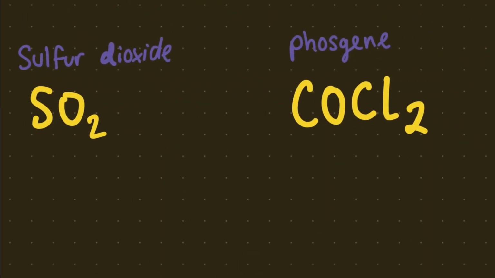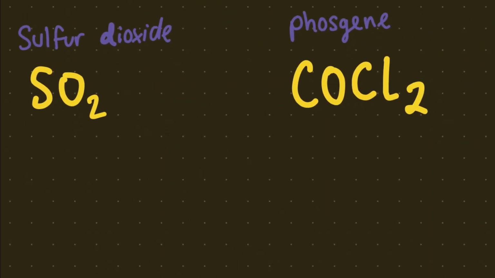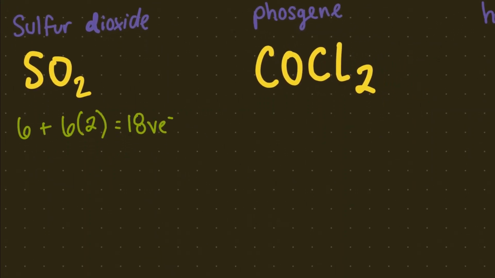Remember that our first step is to count up the total number of valence electrons in the compound. So I got a sulfur and 2 oxygen atoms here. I know that sulfur has 6 valence electrons, and so does oxygen, actually. But I have 2 oxygens, so that's going to be 12 plus 6, or 6 times 3, however you want to think of it. And that is 18 total valence electrons in this compound.